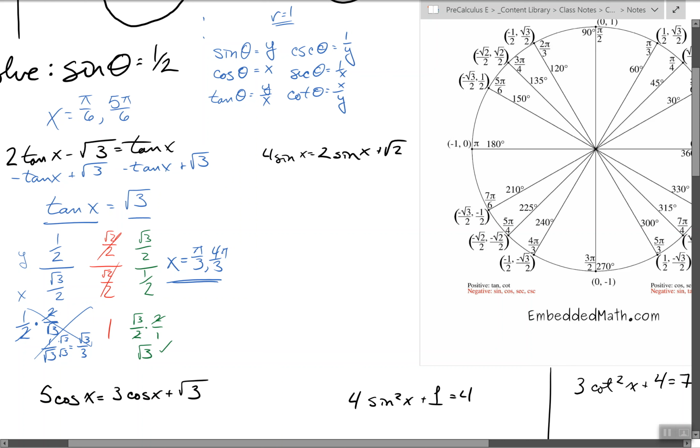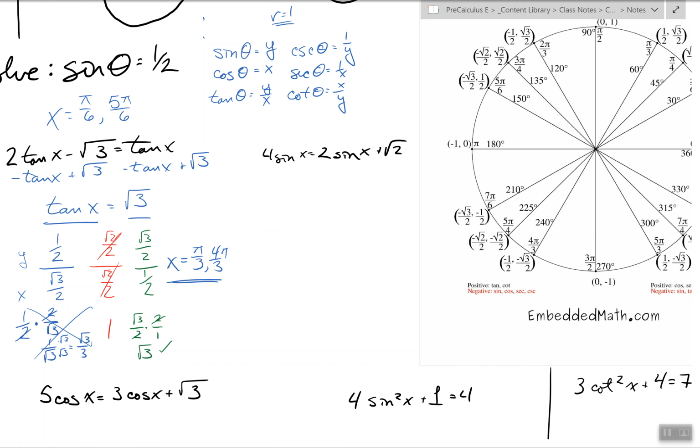The next example here with sine is a very similar process. Please give that a try. At this point, pause the video and work through the example with sine.